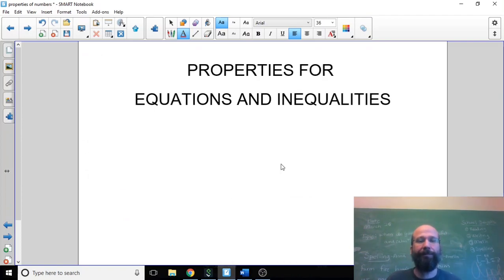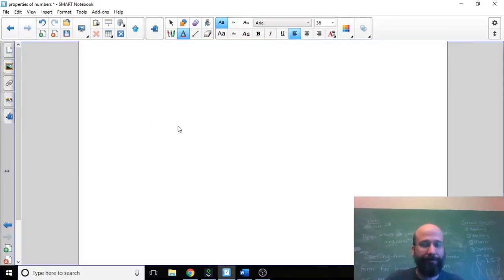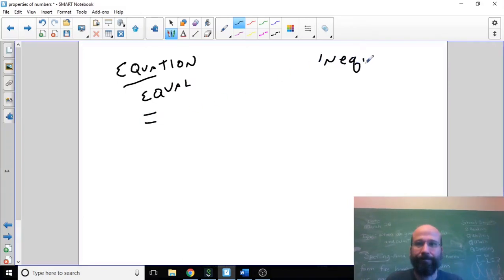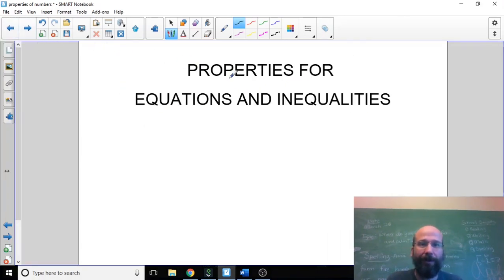Alright, we're also going to review the properties for equations or inequalities. An equation, remember, has the word equals in it. Right, equals. So an equation has an equal sign. An inequality is going to have some sort of either less than, greater than, or less than or equal, or greater than or equal. These properties are done to both sides of either the equal sign or the inequality sign. Something that's done to both sides.